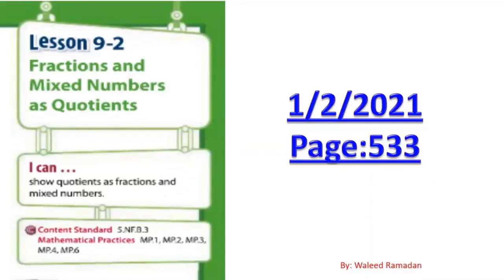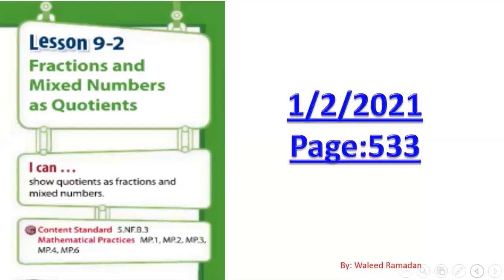Here we are in lesson 9.2, fractions and mixed numbers as quotients. Our day today is the 1st of February 2021. We are on page 533. Please open your book on the same page and write the date of today and be ready.